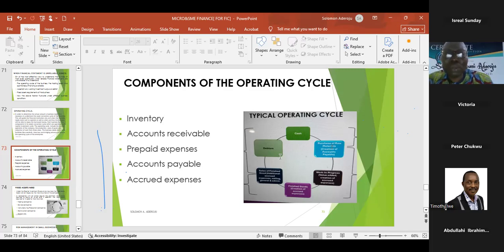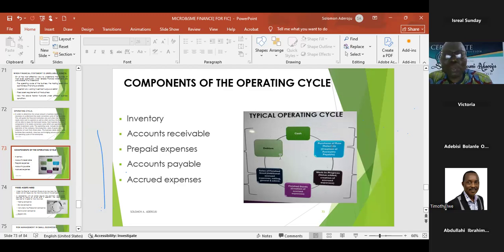Then finished goods also, people may not buy. From there, you now move to debtors. Debtors will buy and not pay on time. So the asset conversion cycle needs to be considered by the lender to know how many days it will take the company to complete the cycle.